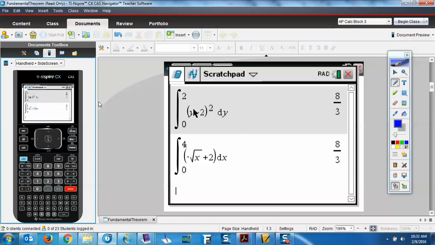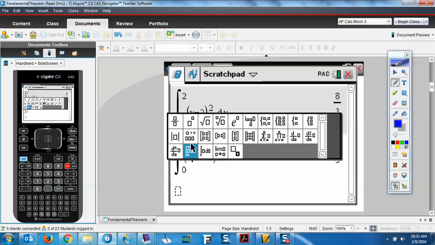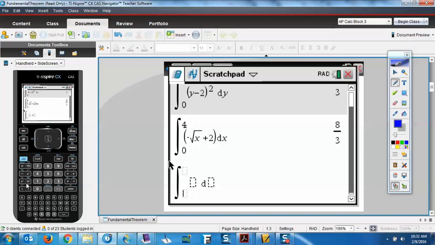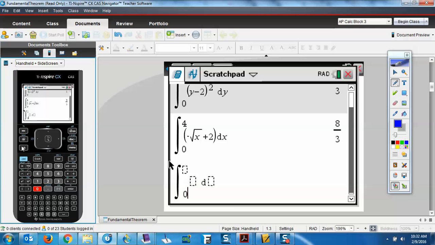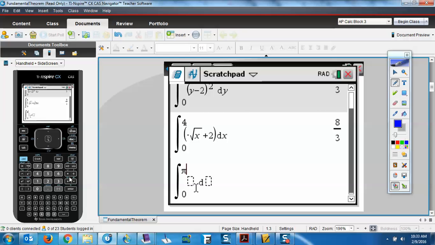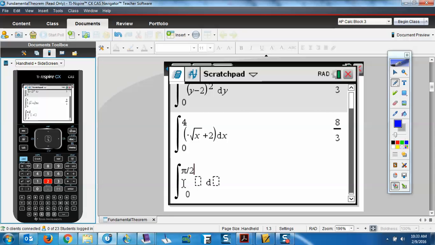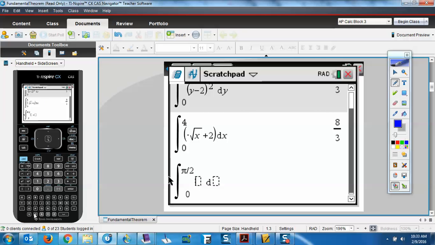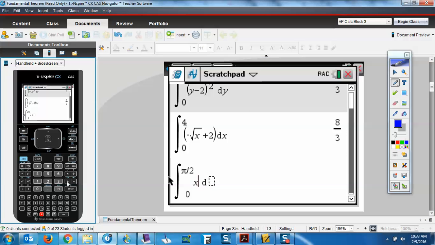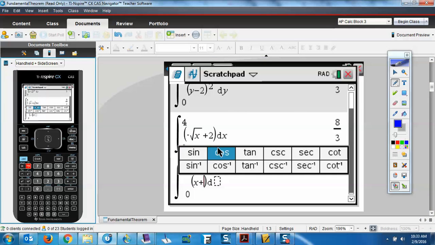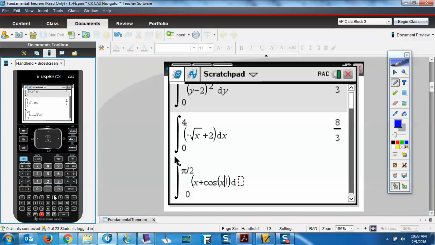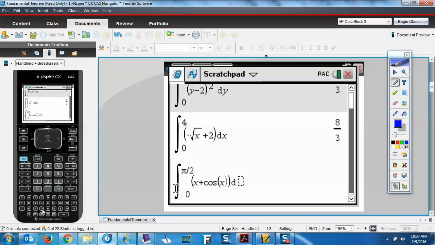I'm curious. Even though I keep telling you this should be no calculator, I don't see any harm in doing this to just check out things that you're wondering about or answers you have. And what was it? X plus cosine of x dx.